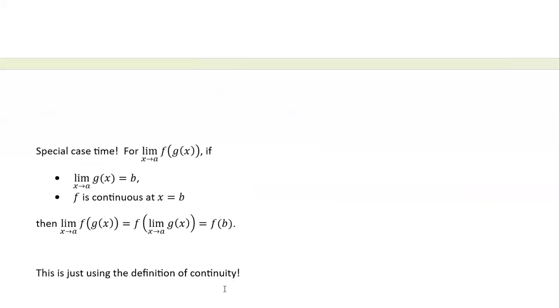This is really just using the definition of continuity. No difference. And this is actually why you probably learned all this stuff in the continuity section. You're just applying the definition of continuity here. Remember what it is? If the limit as x approaches a of f of x is equal to f of a, it's continuous, right? So this is just saying that it's continuous at x equals b.